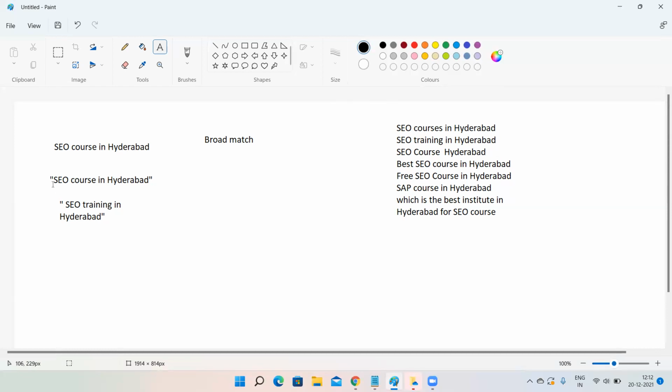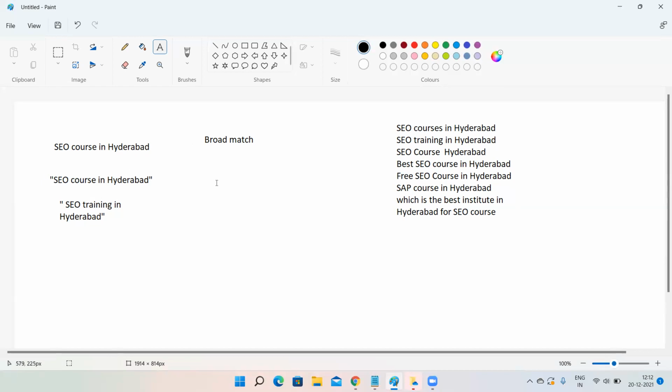Now, I have targeted a keyword called SEO course in Hyderabad, and somebody is searching for free SEO course in Hyderabad. Again, a problem has appeared. They have not disturbed the pattern. Technically, again, my advertisement is going to appear for a person who has searched for a keyword called free SEO course in Hyderabad. Because my keyword is SEO course in Hyderabad. That is the one I have targeted.